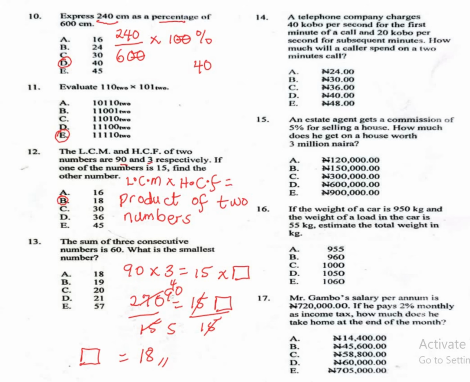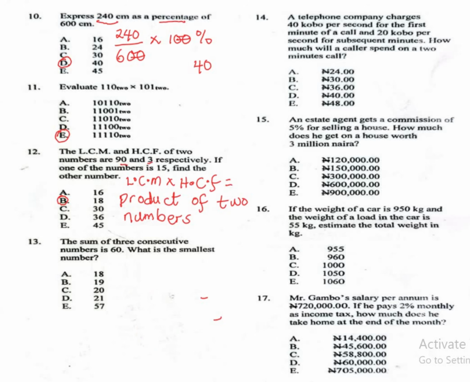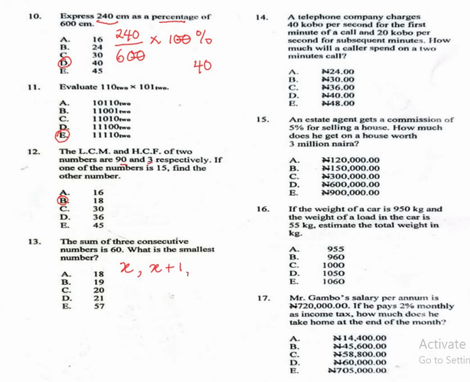All right, guys, we are making progress. I'm going to create space for question 13. Question 13 says, the sum of three consecutive numbers is 60. What is the smallest number? So what we do here, let the first number be x, the second number be x plus 1, and the third number be x plus 2. So we have the three numbers.